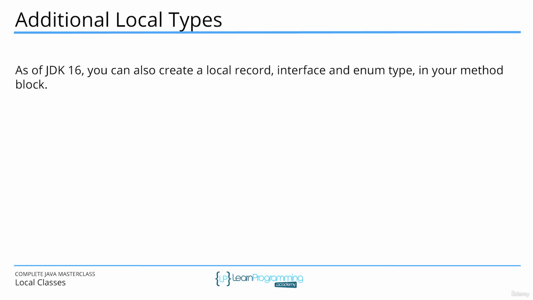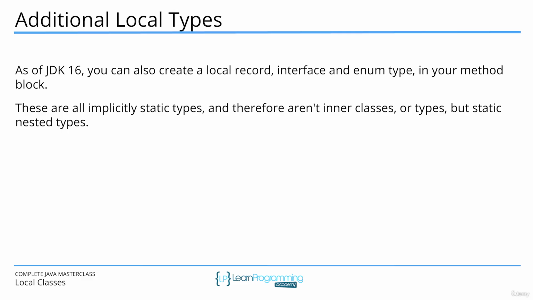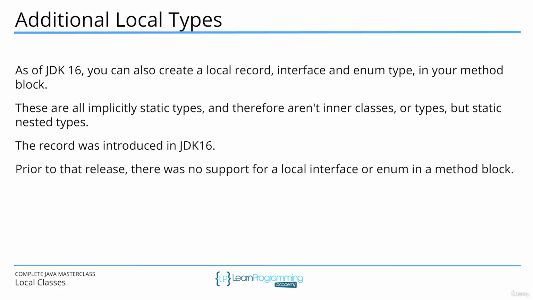Before I end this video, I want to point out that as of JDK 16, you can also create a local record, interface and enum type in your method block. These are all implicitly static types and therefore aren't inner classes or types, but static nested types. The record was introduced in JDK 16. Prior to that release, there was no support for a local interface or enum in a method block. You may see older tutorials saying you can't do this, but just know that this functionality is now available. I'll be demonstrating an example of this later in the course.